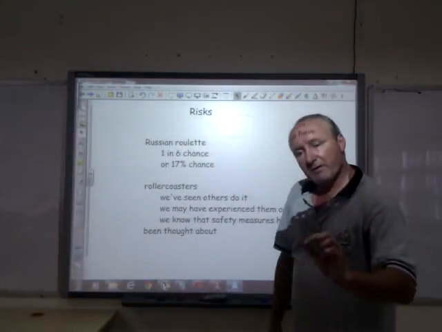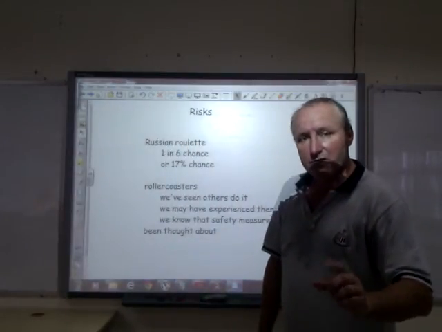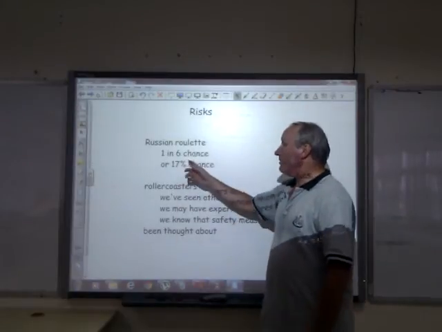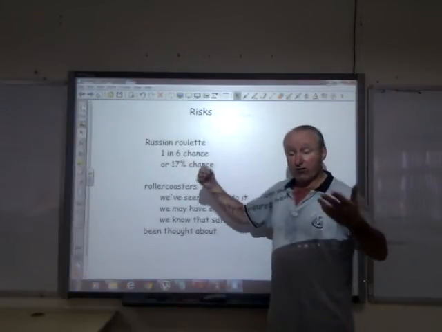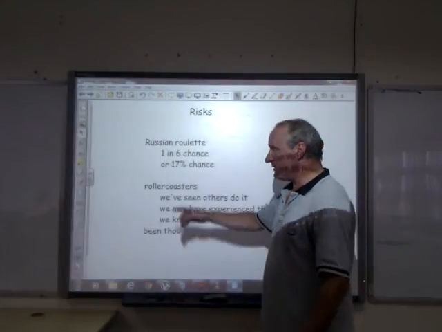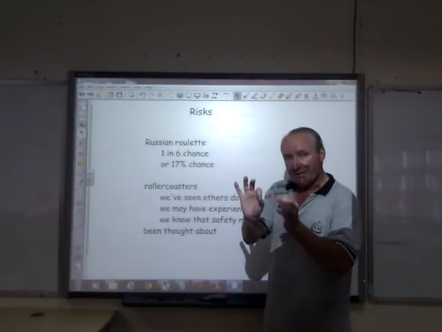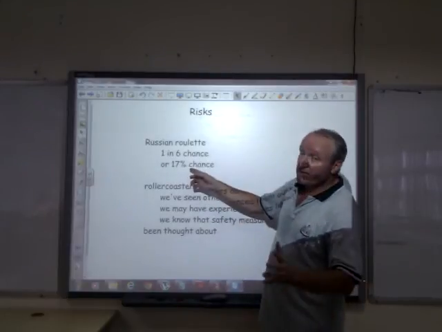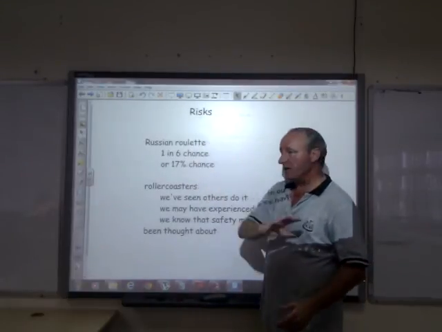Risk. There's a little bit about risk. It's blatantly obvious, but let's just think about it anyway. Russian roulette, 1 in 6 chance. If you don't know what Russian roulette is, that's a good thing. I'm not going to tell you. But the chance is 1 in 6 of the chamber being filled. 17%, same thing, 1 over 6 times 100.